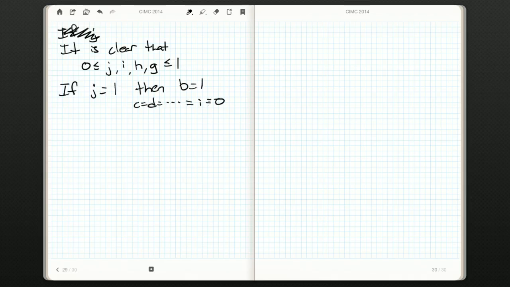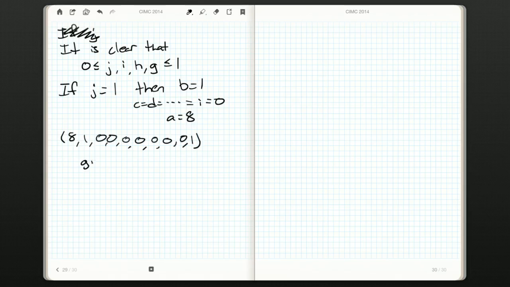So all the other ones have to be 0 except B. B will have to be 1 to fill in the gap. And then A equals 8. So 8, 1, 0, 0, 0, 0, 0, 0, I need one more 0, and then a 1.